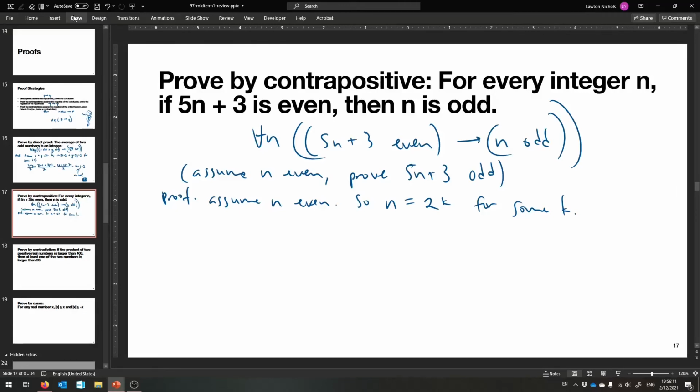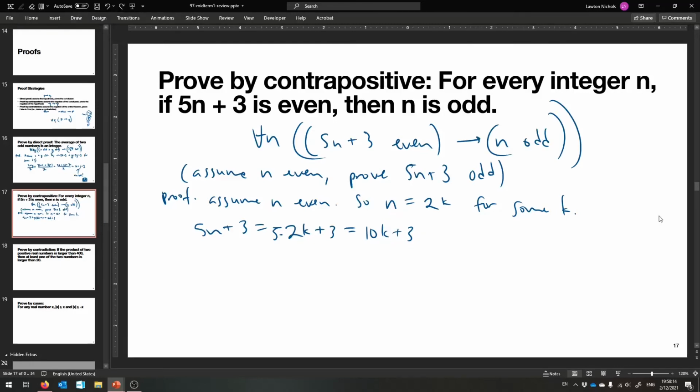So yes, the negation of this is n is even. The negation of this is 5n plus 3 is odd. So we're going to prove that 5n plus 3 is odd now. So 5n plus 3 equals, plugging in for n, 5 times 2k plus 3. That is the idea. How can we simplify that? Well, that's 10k plus 3. That's still not very useful now, is it? Because this 3 is not a 1. We need to somehow make it a 1.